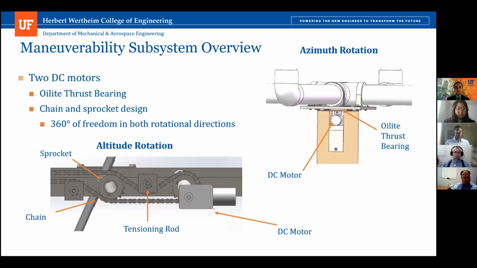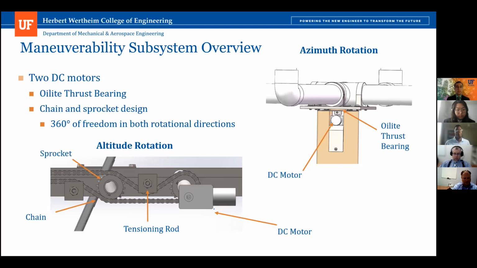So for our maneuverability subsystem, we chose to use 2 DC motors. And the reason for this is that motors comprised a pretty large share of the cost. So reducing the number of motors we use in our design was helpful in trying to limit the cost of our modules.